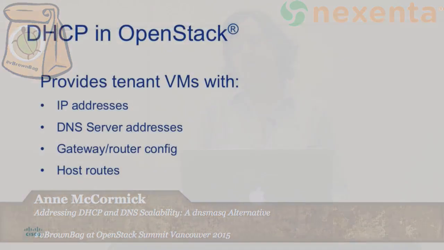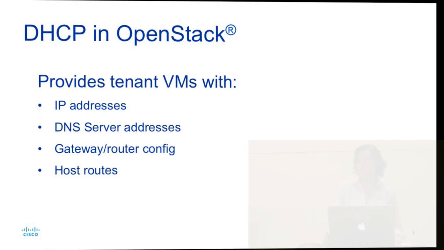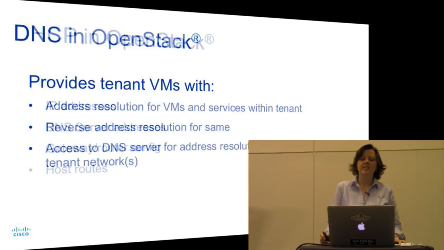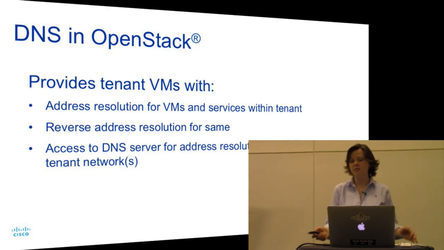DHCP in OpenStack provides tenant virtual machines with IP addresses and some fundamental configuration, including DNS server addresses, gateway and router configuration, and host routes. DNS in OpenStack provides tenant virtual machines the ability to find each other and to find critical services in the network by name, and also allows reverse address resolution, meaning if they have an address they can find the name, and access to a DNS server for resolution outside the tenant network.